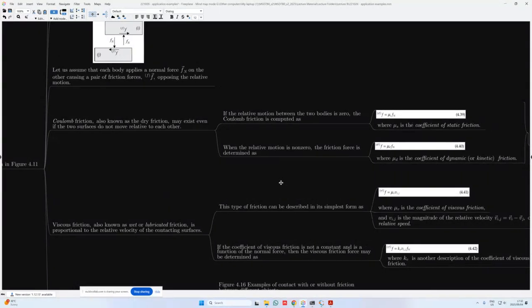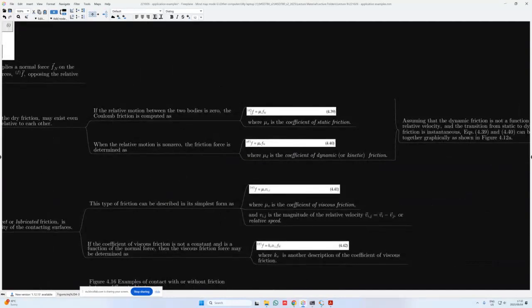Okay, so jumping into Coulomb friction, which is also known as dry friction, it may exist even if the two surfaces do not move relative to each other. If the relative motion between the two bodies is zero, the Coulomb friction is simply computed as a static friction, F superscript sf, which indicates that we're working with static friction, and that is equal to mu s times Fn. So mu s is simply the static friction coefficient, and Fn is then the normal force acting on the system.